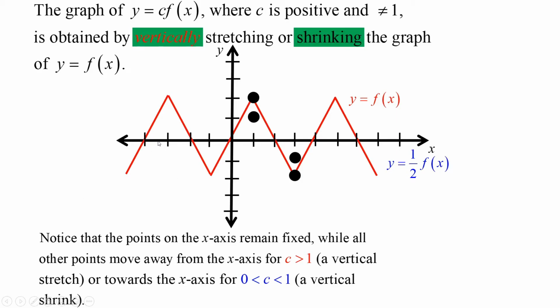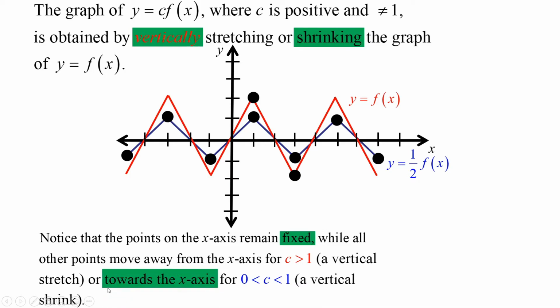The intercepts on the x-axis will stay the same, but every other point is being multiplied by 1/2, and so we get that diagram right there. And notice here, the points on the x-axis have remained fixed again. They did not move at all, and that's because 0 times 1/2 is still 0. But every other y value of every point on that graph has been multiplied by 1/2. So we did a shrinking towards the x-axis because c was in the open interval between 0 and 1. c in this case is 1/2.